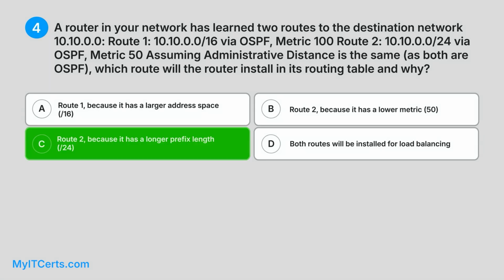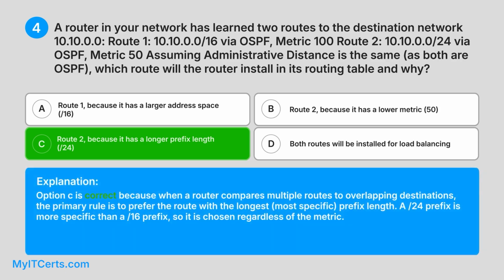Correct answer: C. Route 2, because it has a longer prefix length, /24. Explanation: Option C is correct because when a router compares multiple routes to overlapping destinations, the primary rule is to prefer the route with the longest, most specific prefix length. A /24 prefix is more specific than a /16 prefix, so it is chosen regardless of the metric.